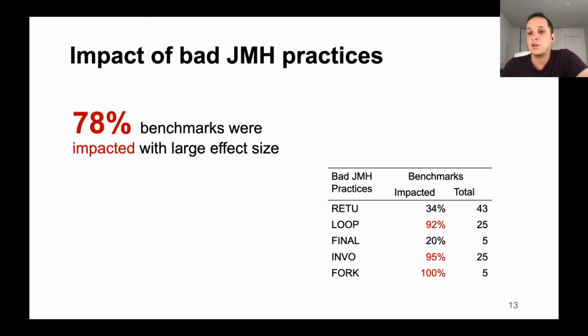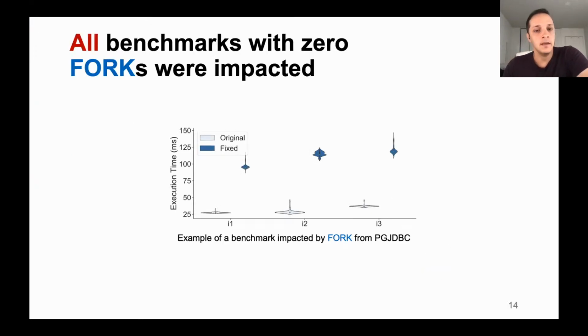Just to give you an example, this is what happens when you run your benchmarks in the same VM fork, which you shouldn't do. You have to fork each benchmark in a separate VM. And you can see that the difference between the original benchmark and the fixed ones is like 4 to 5 times. So the changes are quite substantial.